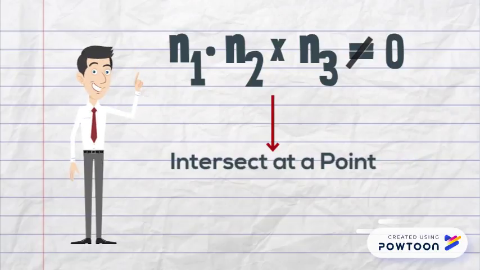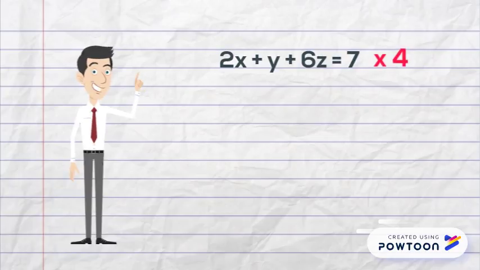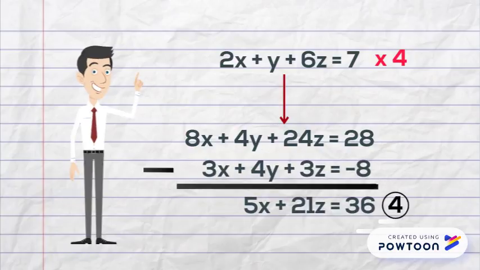To know exactly at which point, we have to work with pairs of equations to eliminate one of the variables. For this example, we'll eliminate the y variable. First, we take the first equation and multiply it by 4. Take that minus the second equation. For the result, we'll name it the fourth equation.